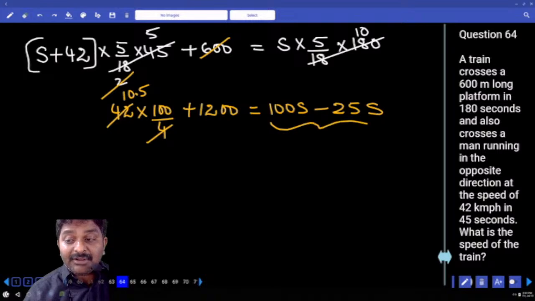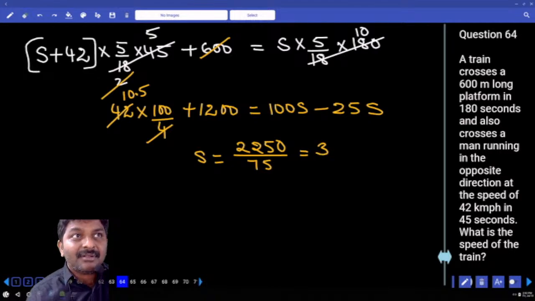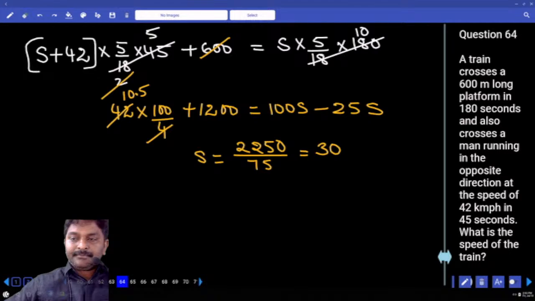2250 is equal to, then S is equal to 2250 by 75. How many times is 225? 3 times. Over. Shall I go to next question?